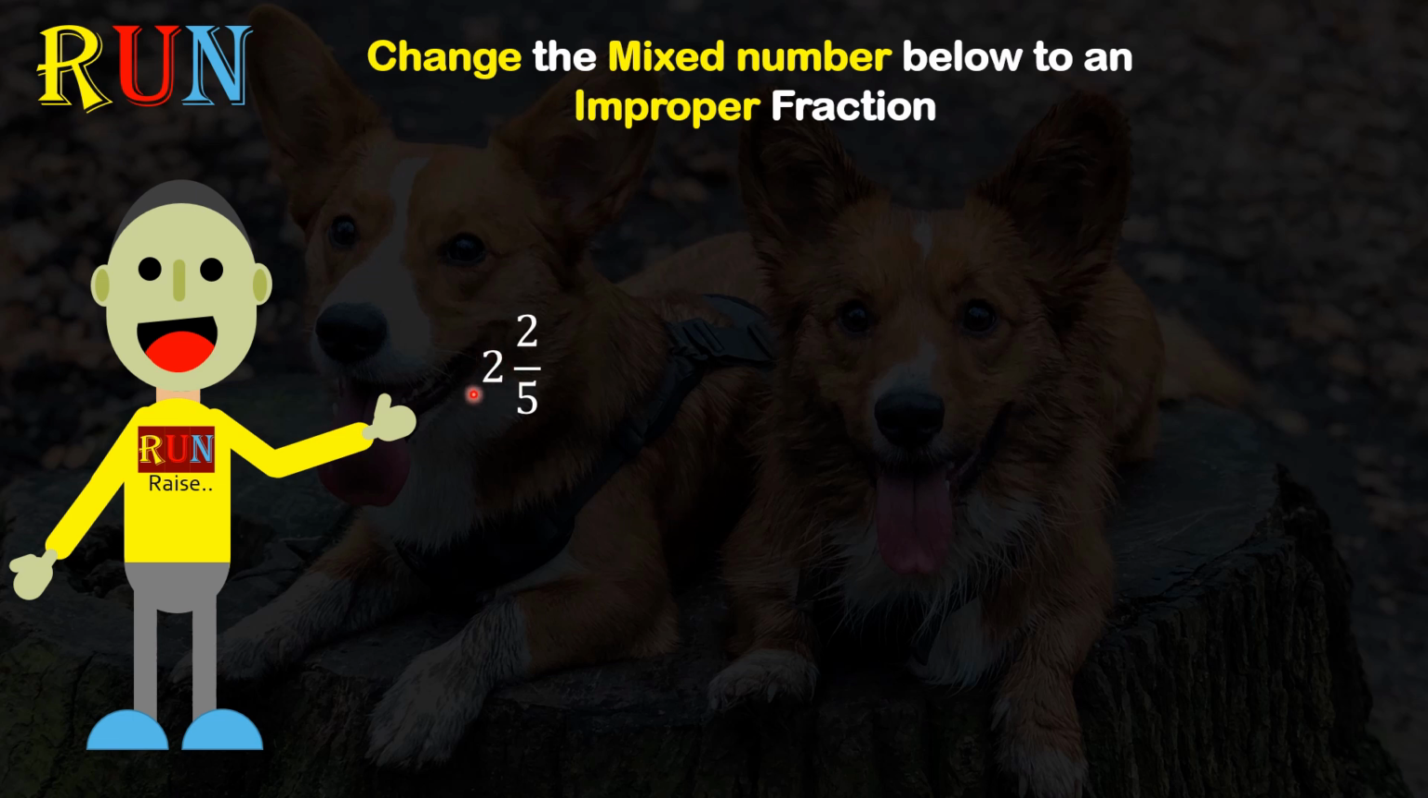We take the whole number part, which is 2, we multiply it with the denominator, which is 5. So 2 times 5 is 10, plus 2. That will be 12, so 12 will be our new numerator. And then 5 stays at the denominator. And just like that, we are done with example number 2 as well.